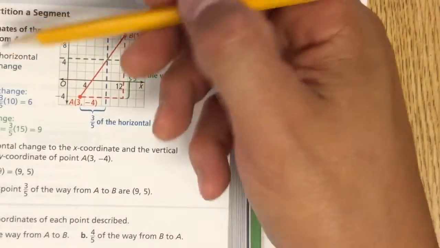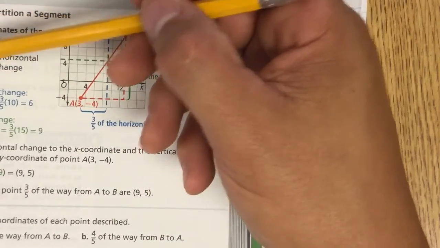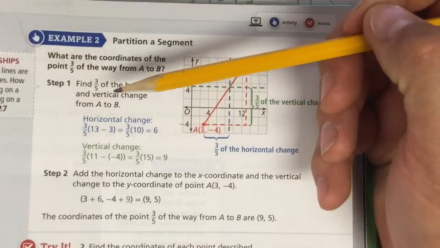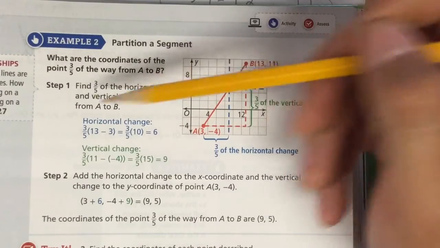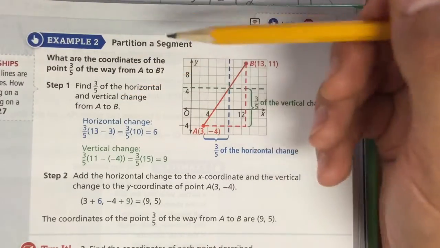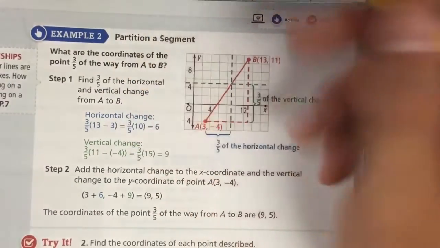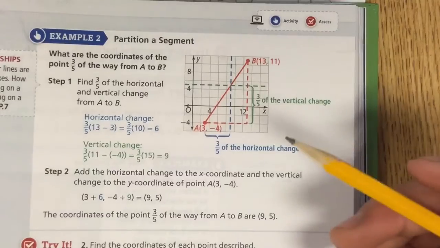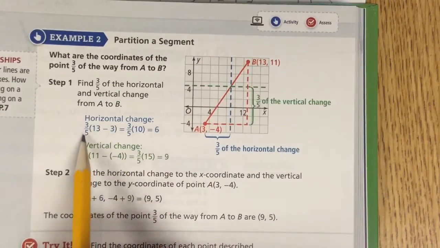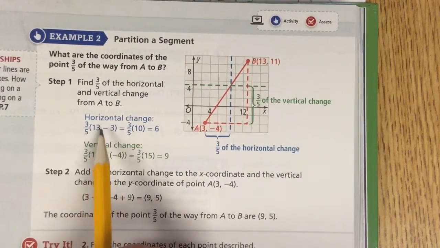So that's what it means when, on step 1 for this question, it says find 3/5 of the horizontal and vertical change. Horizontal change is the left to right. The vertical change is the up and down, better known as rise and run. So you're going to find 3/5 of each of the set of coordinates.